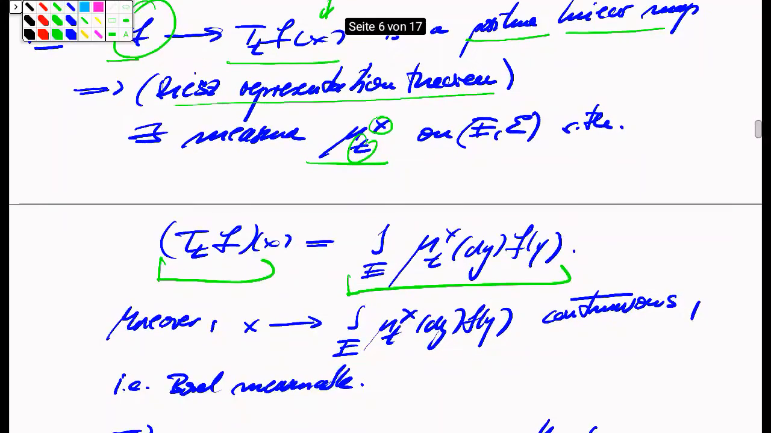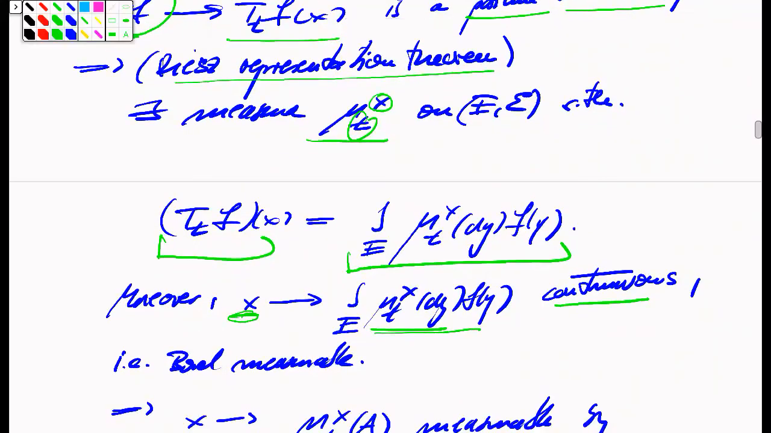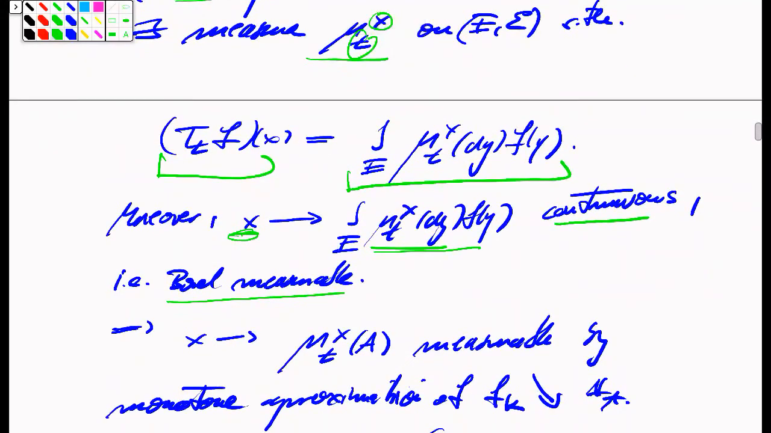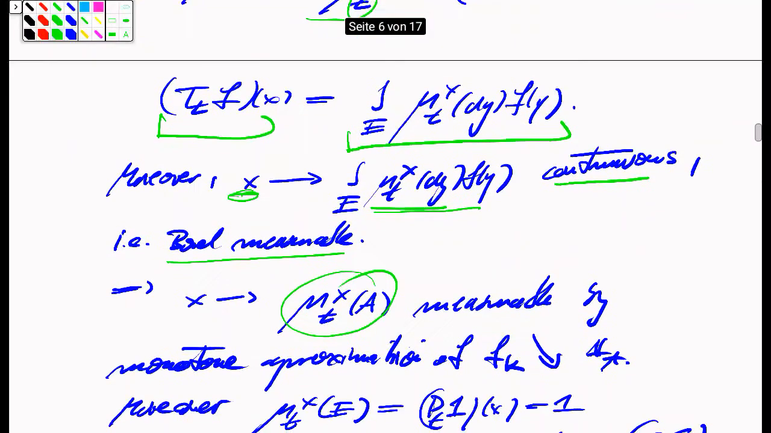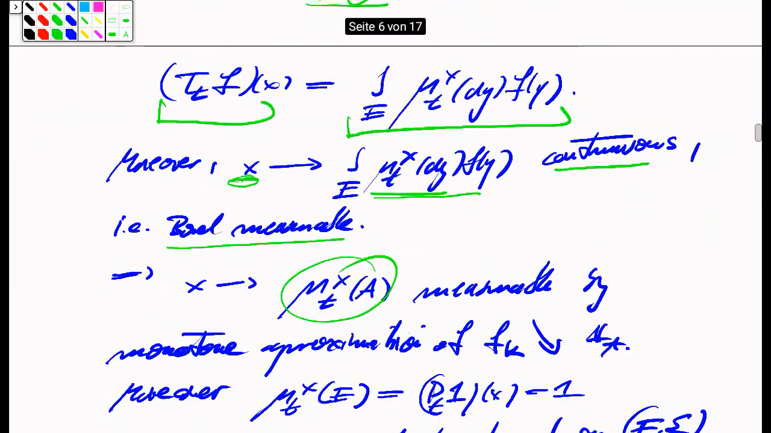Now, what we also know is that if we fix this measure for all x, then this operation that takes x into this integral, which is just the application of the T_t operator to the function f, returns a continuous function. So this is a Borel measurable function in particular, because continuous functions are measurable. Now we want to conclude that this family of kernels, at least for fixed t, is measurable with respect to x.